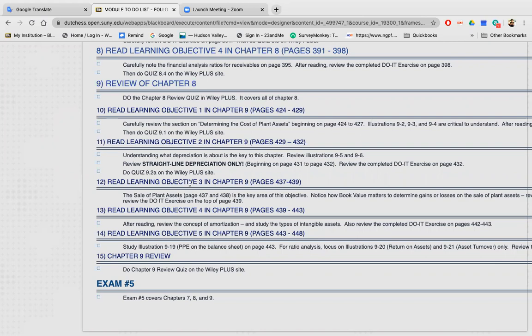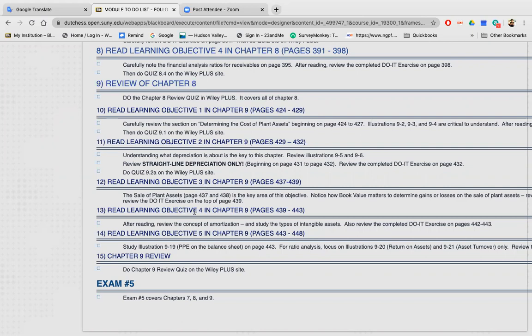Objective 3 looks basically at what happens when we sell an asset, or maybe we trade it in for another one, or maybe we simply junk it because it's time to retire the asset. It's not valuable to anybody. So it looks at how to deal with that in Objective 3.